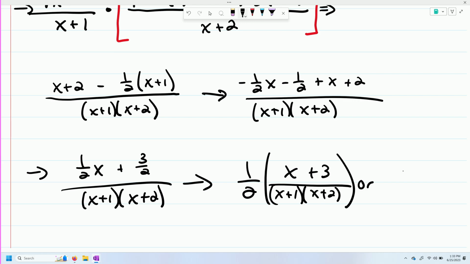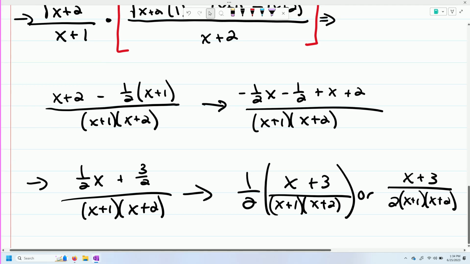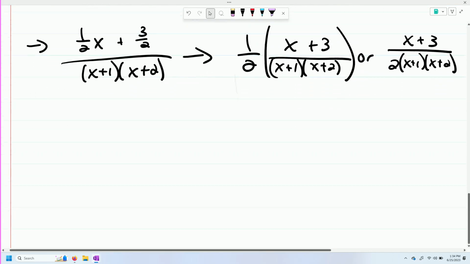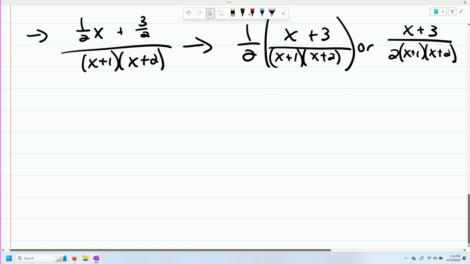Or just simply x plus 3 over 2 times x plus 1 times x plus 2. Okay, so like I said, you can see how messy this gets. The other approach would be something like this.